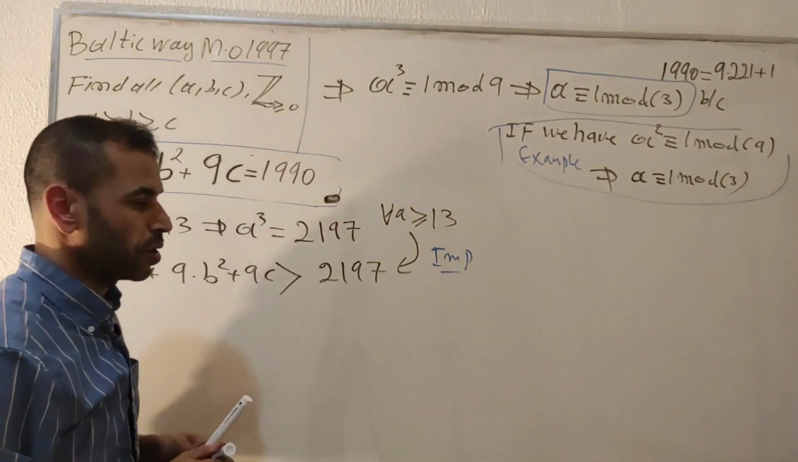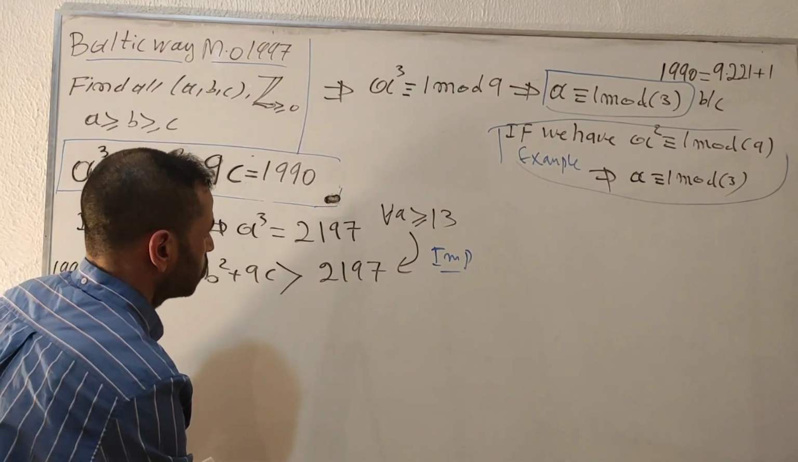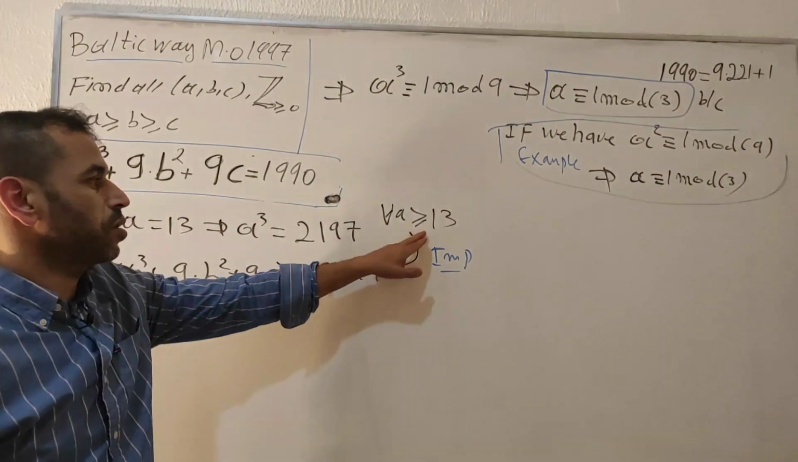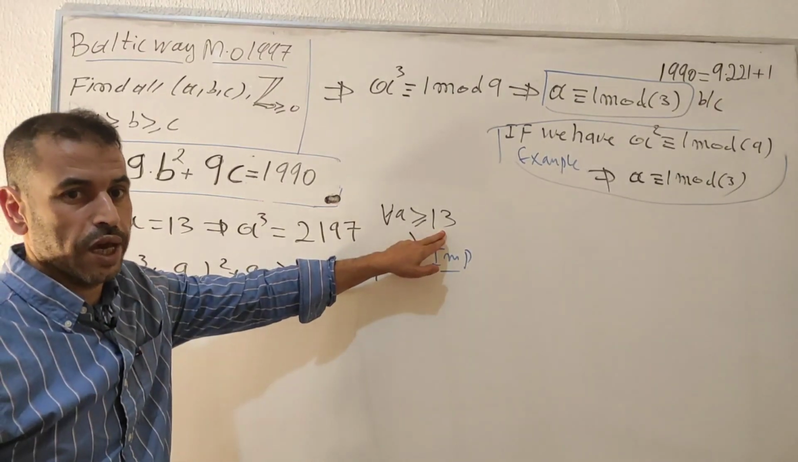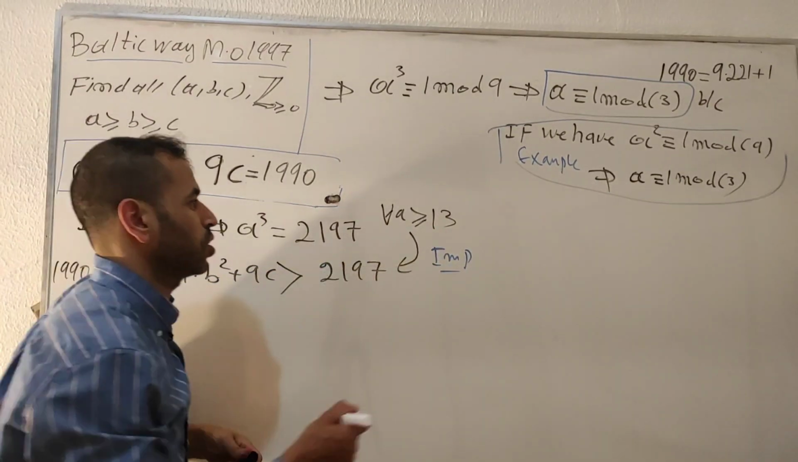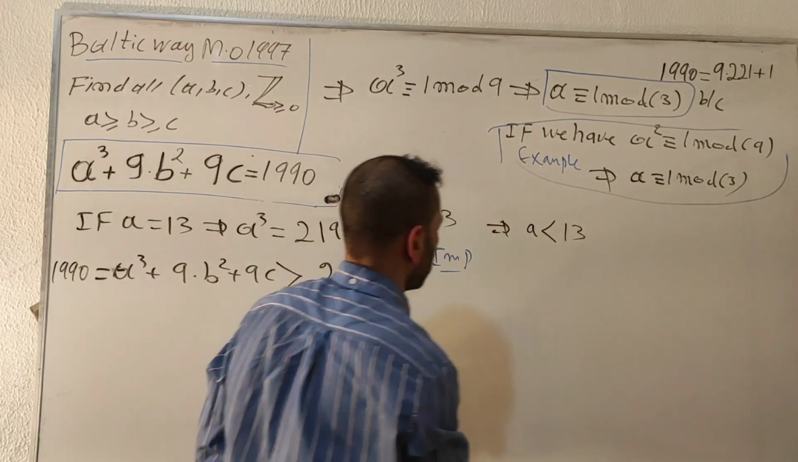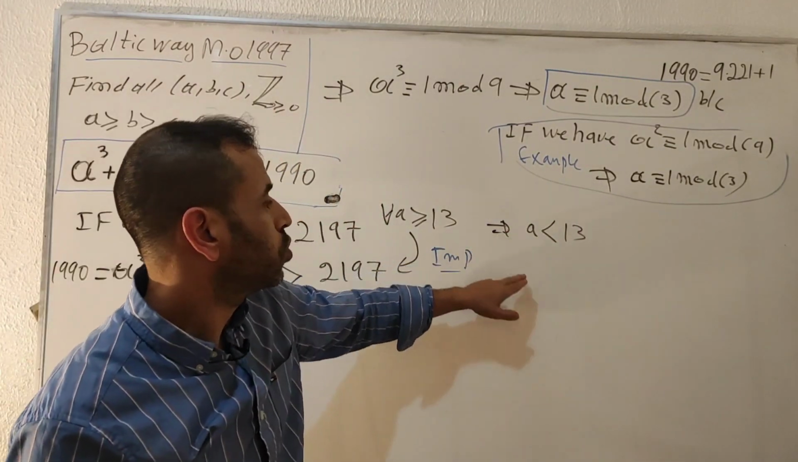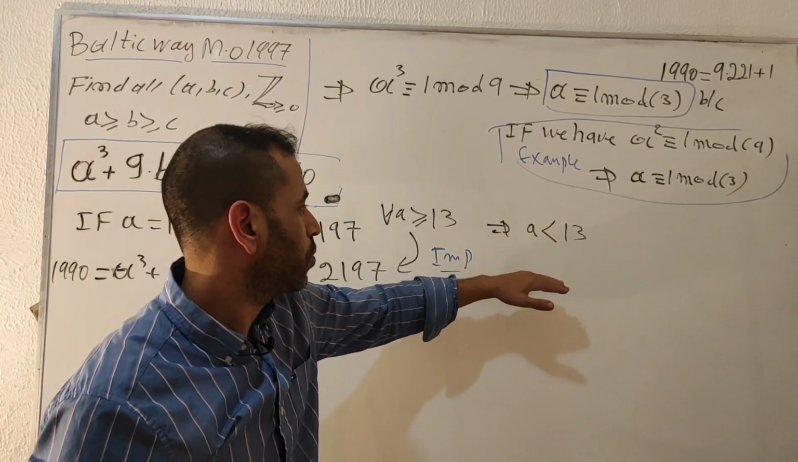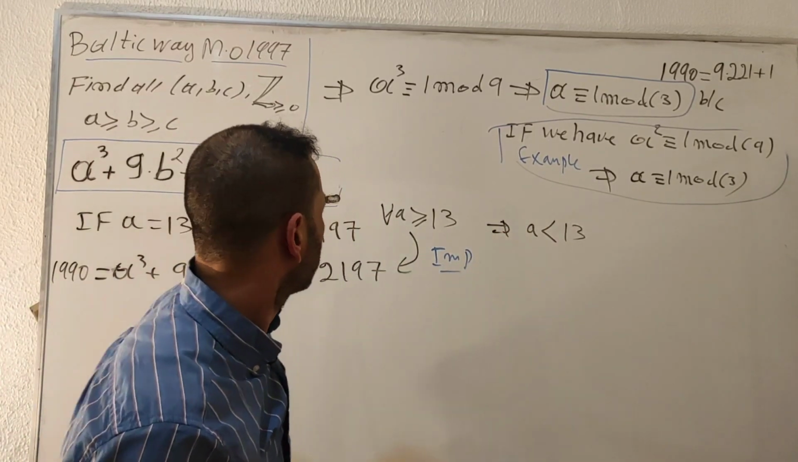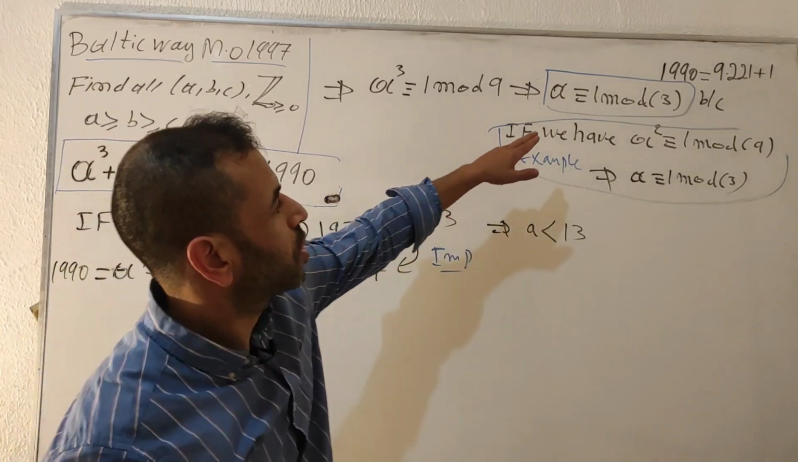What does impossible mean? It means a is not greater than or equal to 13, but a is strictly less than 13. So one is telling us a is strictly less than 13, like this. So we are not going to take all the values of a which is strictly less than 13, but we are going to look at this condition that we have here.